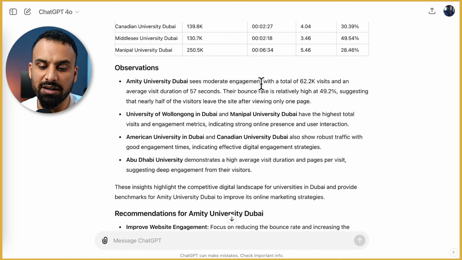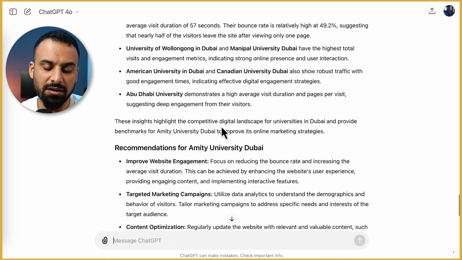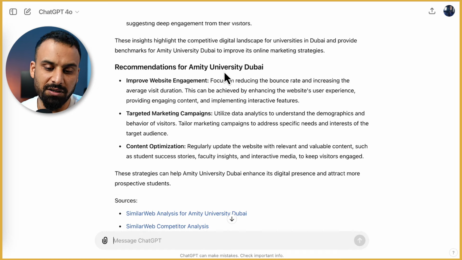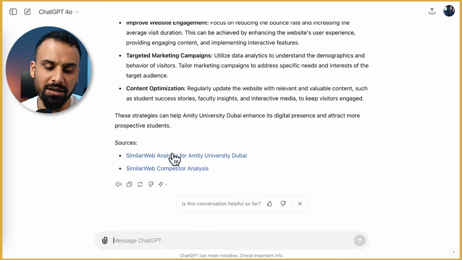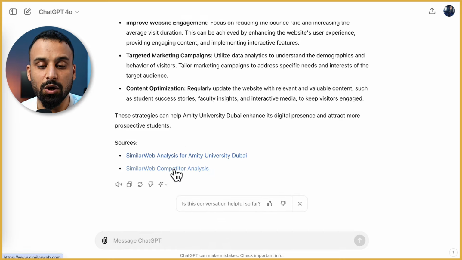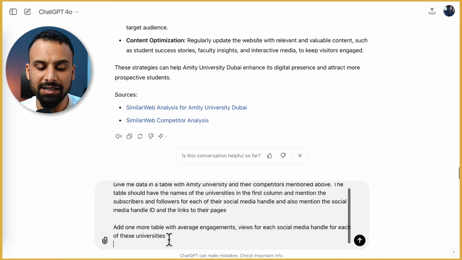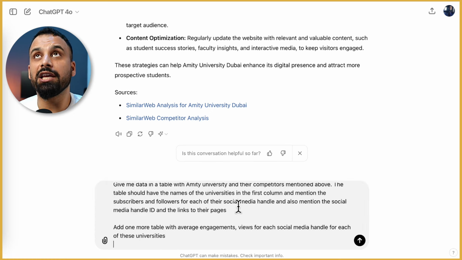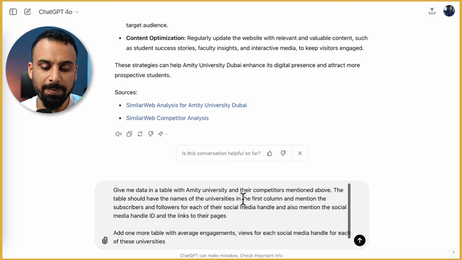MIT University sees moderate engagement, recommendations for MIT University, these are whatever. And then it's giving you links as well where it got the data from. Now, my next follow-up prompt is like, if it's a very huge client, I really want to onboard them, then I will spend an hour on this.